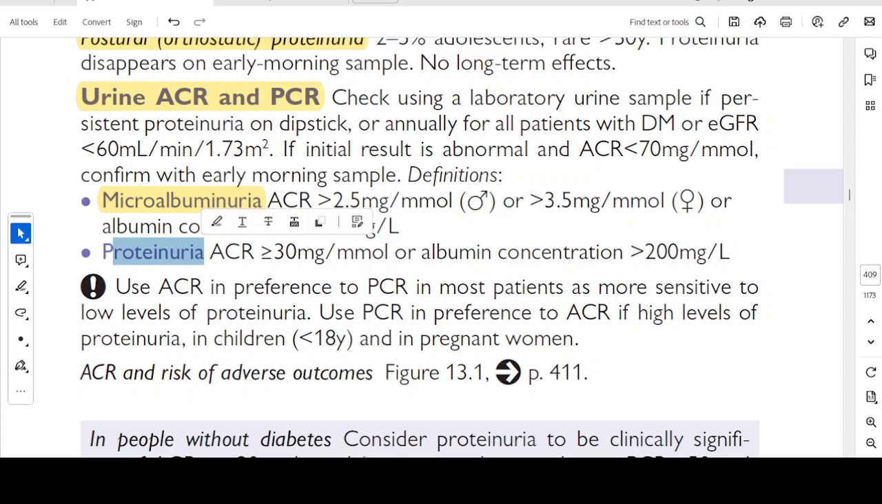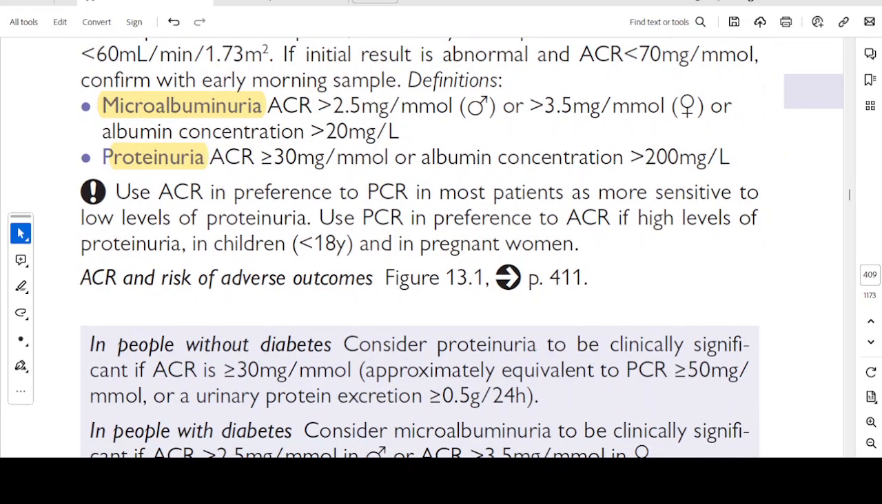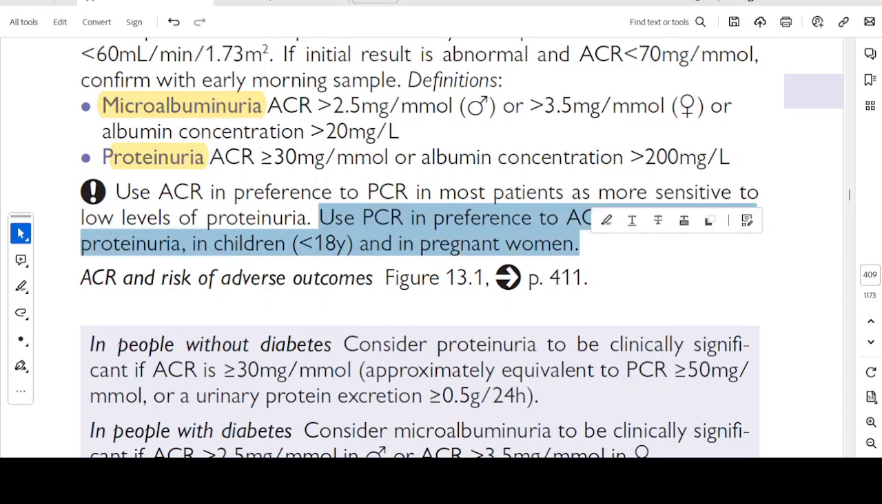Proteinuria: albumin creatinine ratio more than 30 milligrams per millimole or albumin concentration more than 200 milligrams per liter. Use ACR in preference to protein creatinine ratio in most patients, as it is most sensitive to low levels of proteinuria. Use PCR in preference to ACR if high levels of proteinuria are present, in children less than 18 years and in pregnant women. So when are you supposed to use a protein creatinine ratio in preference to albumin creatinine ratio? If high levels of proteinuria are present in children less than 18 years and in pregnant women.